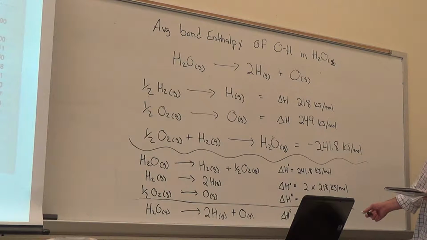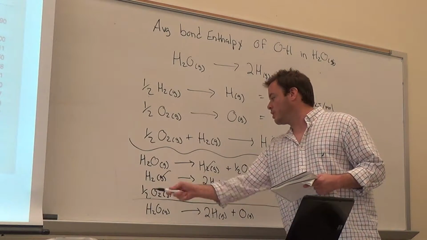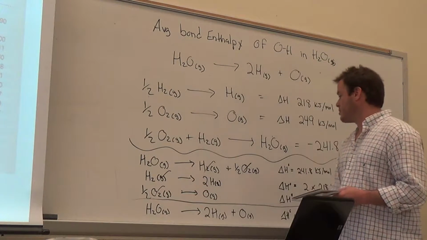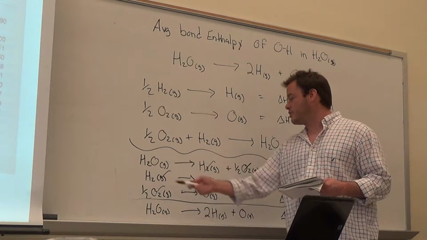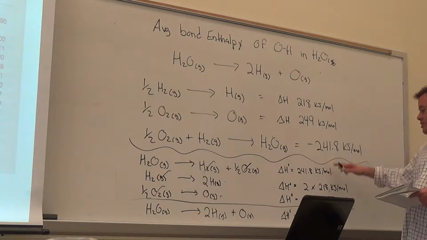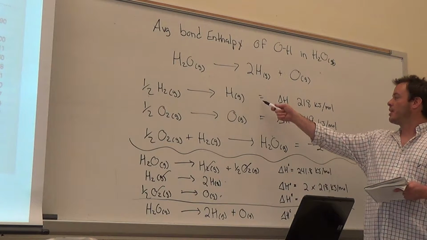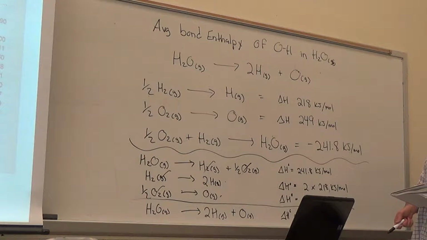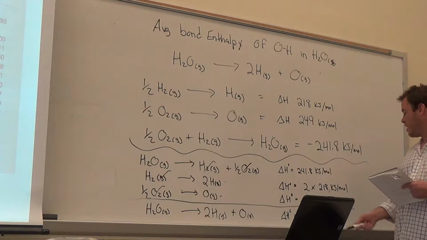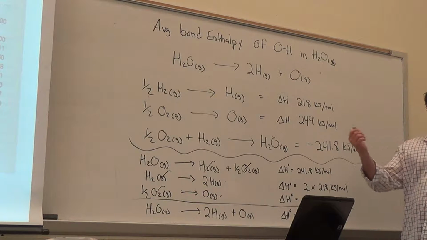Does that look right to you? H2 canceling with H2 over there. 1/2 O2 canceling with O2 over there. So we've got H2O becoming 2 H's and an O. The total enthalpy change is the sum of the enthalpy changes for the different processes. We had to multiply that guy by a factor of 2 to suit our purposes. 2 H's, so we got that factor of 2 in here. Sum those together, we got 927 kilojoules per mole of waters in the gas phase that are split apart.